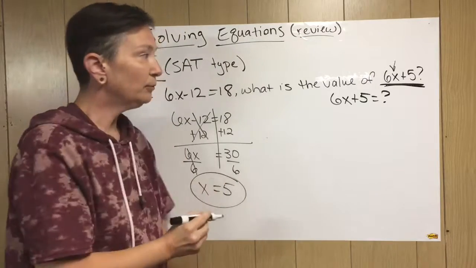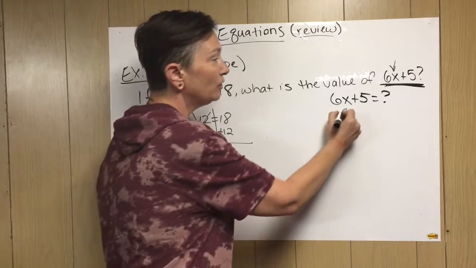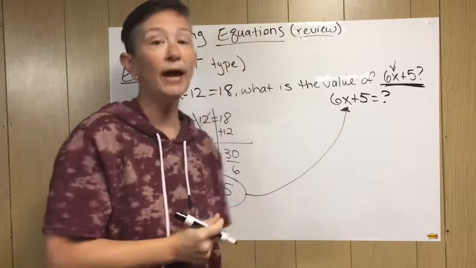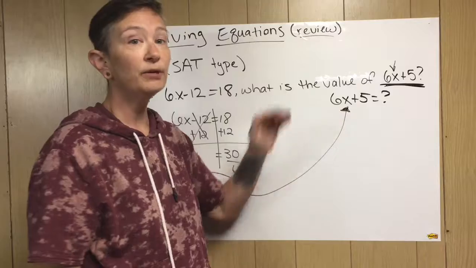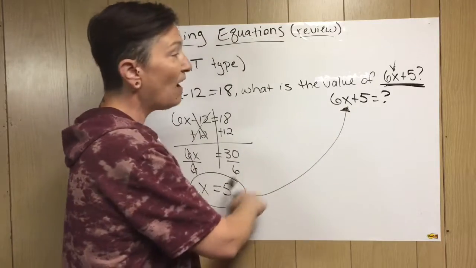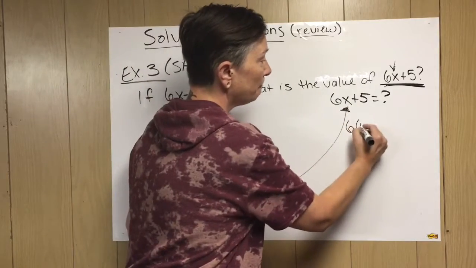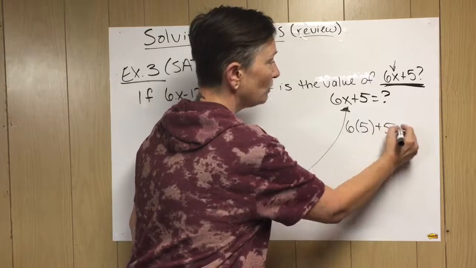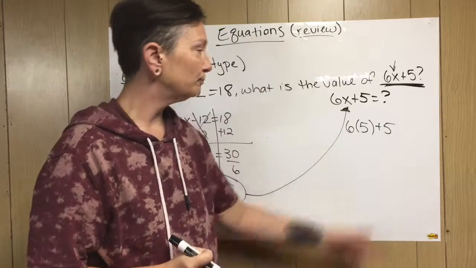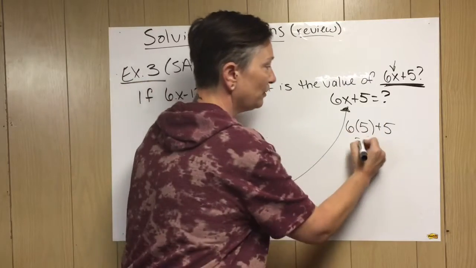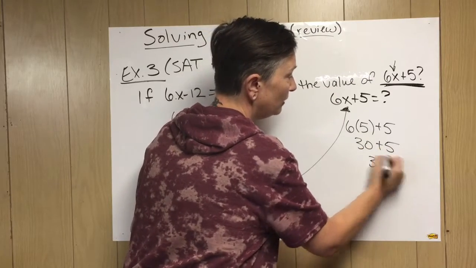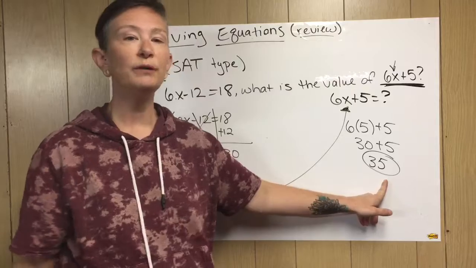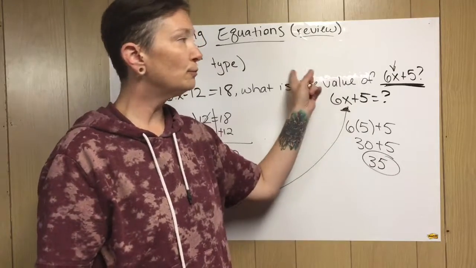Given that x is equal to 5, now I can go over to what the problem is actually asking me to find, which is the value of 6x plus 5. So now I'm going to substitute 5 in for x, and then calculate that value. So 6 times 5 is 30, and then 30 plus 5 is 35. This would be my final answer to problem number 3.